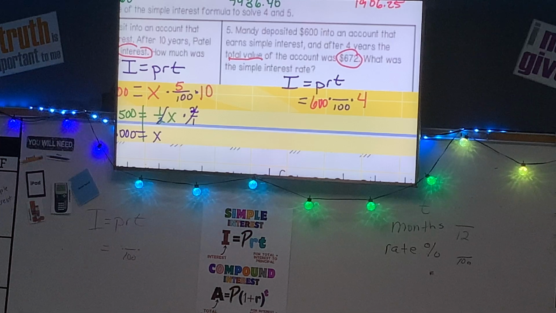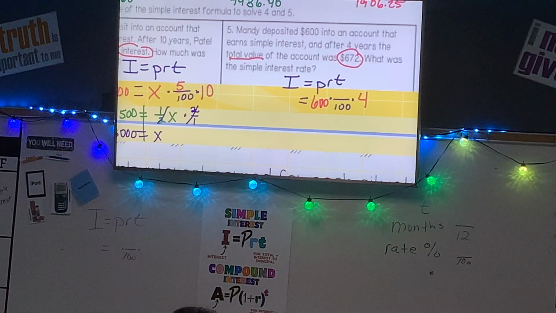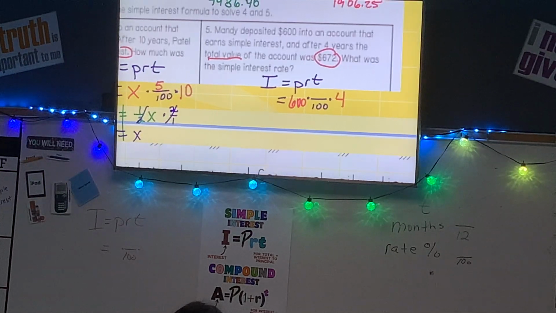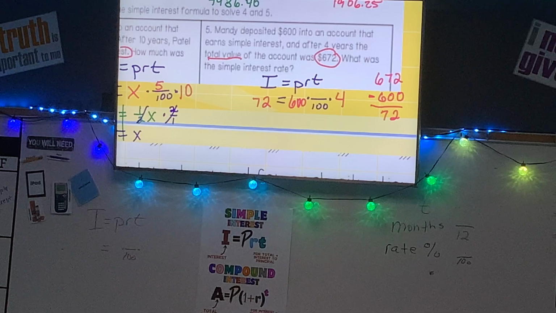Does I mean total value? No. It means interest. How do I find my interest if I know my total value? Subtract. You subtract. Good, because a minute ago, didn't I have my interest and I had my principal and I added? And that means 72. So I'm going to take 672, which is my value. I'm going to subtract 600. And yes, y'all are correct. I get 72. Guess what I'm missing here?